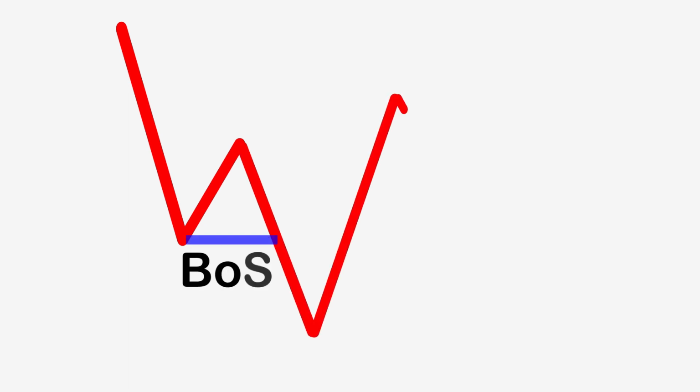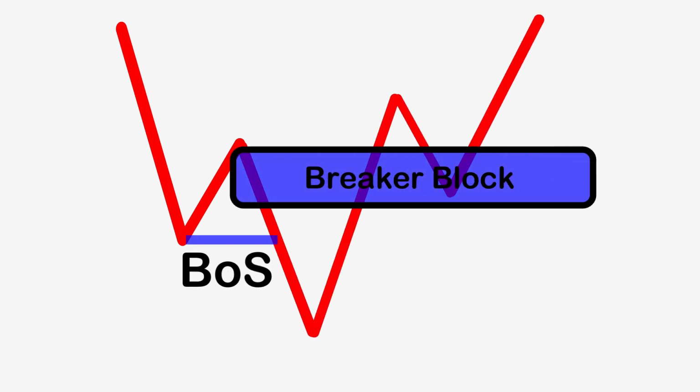Similarly, in a bearish scenario, the breaker block occurs when the market breaks above its supply zone and then comes back to this zone and then it continues moving upwards. Let us learn this concept on chart.